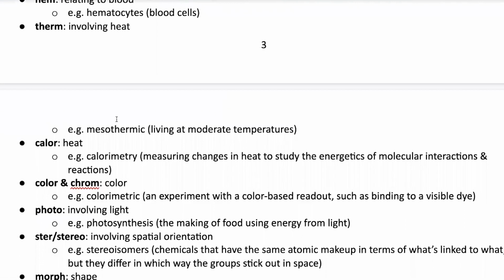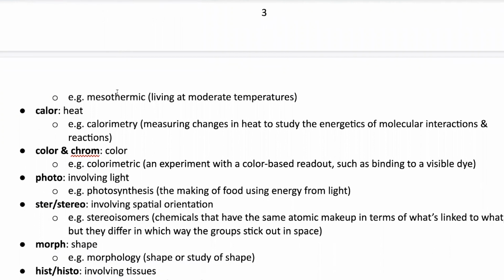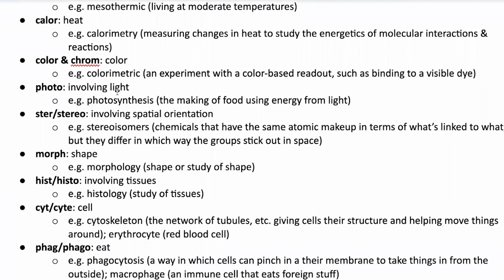Okay, one that we came across before, therm. This is involving heat. So remember, mesothermic was living at moderate temperatures. So we had our meso, which was moderate, and then our therm involving heat. Speaking of heat, another word we have for heat, calor. So like calorimetry is measuring changes in heat to study the energetics of molecular interactions and reactions.